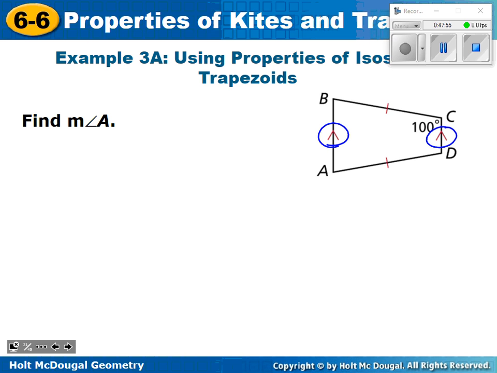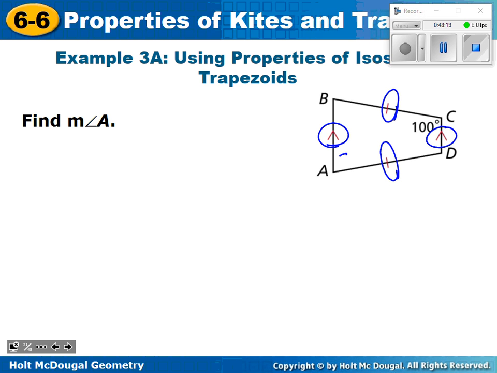Okay, so I have one pair of parallel sides. That rules in which shape? If it has one pair of parallel sides, what shape is it for sure? Trapezoid. Okay, the other sides are not marked parallel, so that does not make it a parallelogram. The other sides are marked congruent, so what does that tell us it is? Isosceles trapezoid.